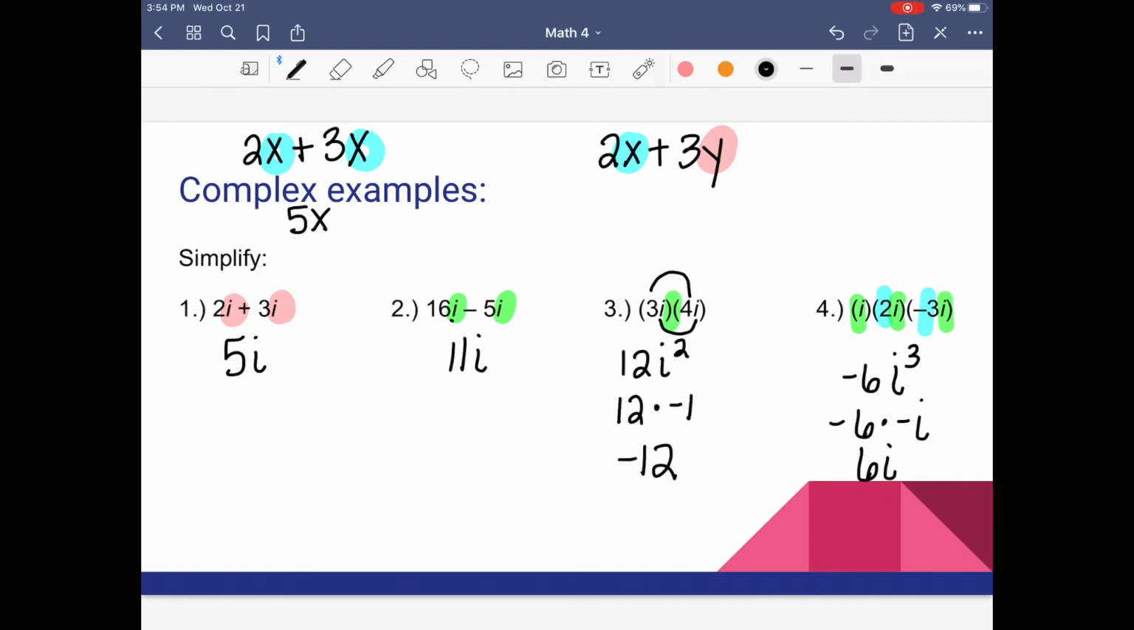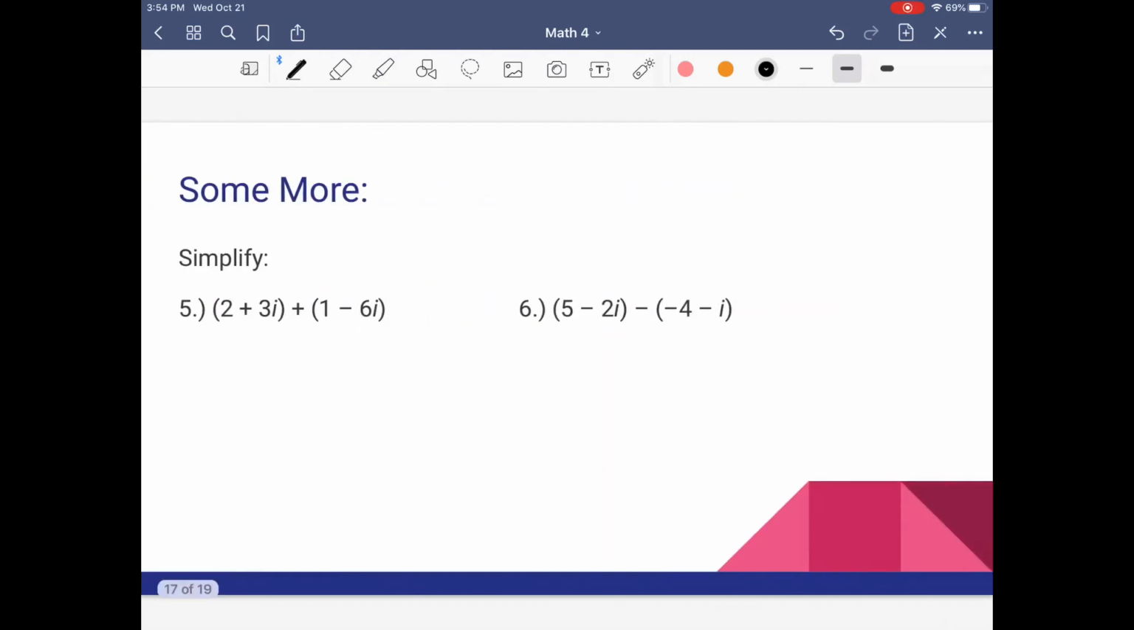Okay? But what I really want to focus on today is adding and subtracting, so combining like terms, but with complex numbers. And remember, complex numbers are a mixture of real and imaginary. So when I look at number 5, it's asking me to add these two together, but I can only add together what's like terms. So we want to write it in the format a plus or minus bi.